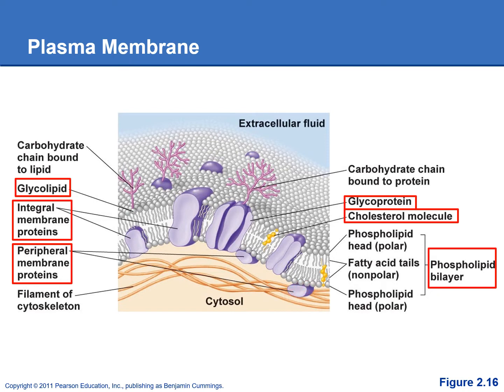And then we've got carbohydrates sticking out on the outer surface of the cell membrane. If they're attached to the phospholipids, we call them glycolipids. And if they're attached to the proteins, we call them glycoproteins. And then we also have some cholesterol embedded in the phospholipid bilayer there. And the cholesterol, remember, is there to help maintain the correct fluidity of the membrane.